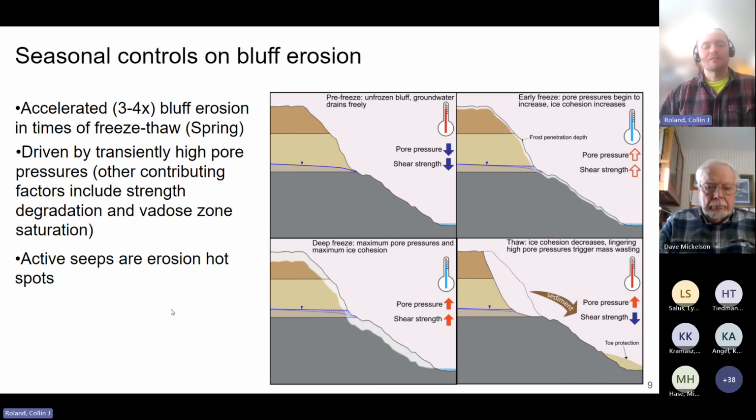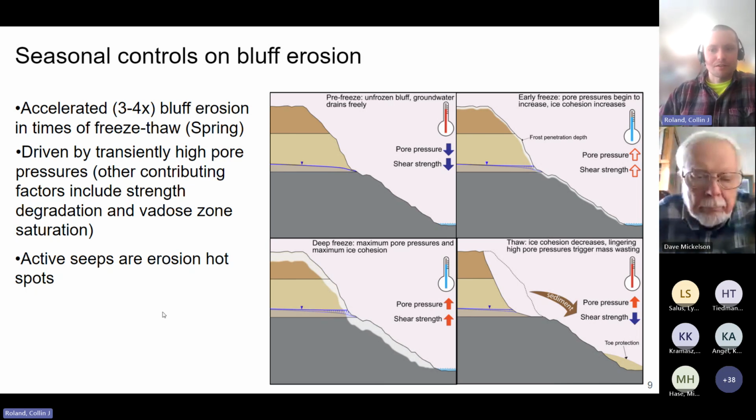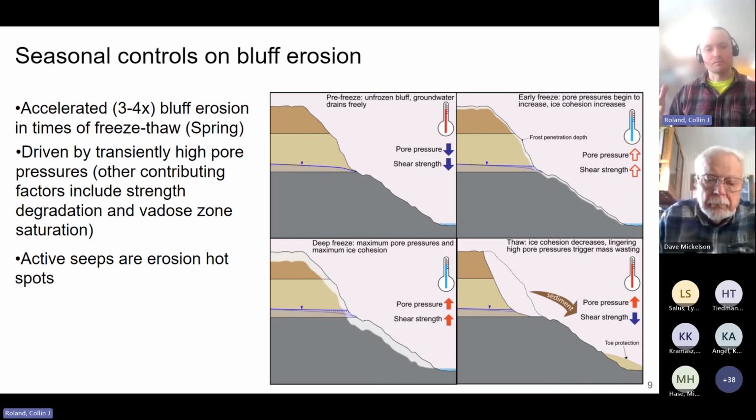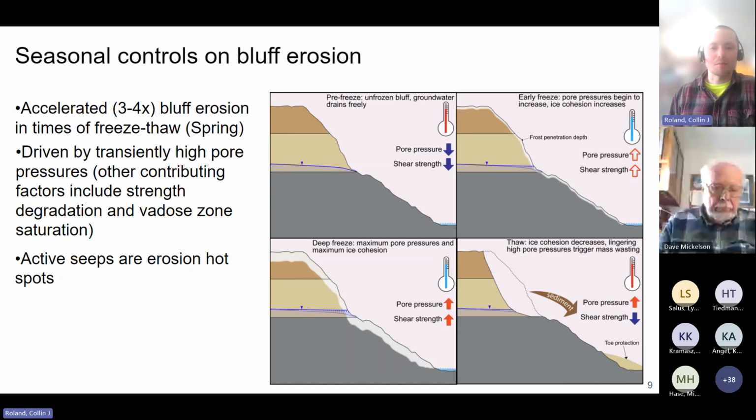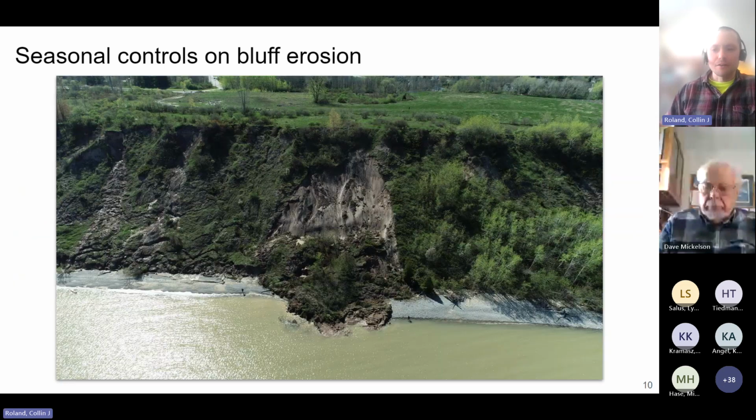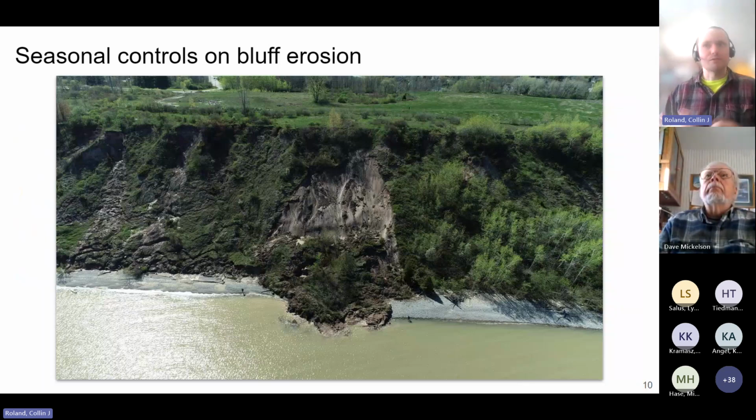That's sort of what we found with this study, and it's not a surprise for those of us that go up and down the coast a lot. We see a lot of failures during spring and during freeze-thaw events, but we hopefully were able to pinpoint one of the driving mechanisms associated with this increase in erosion. And generally, we found maybe 3 to 4 times more volumetric erosion per unit time during these freeze-thaw time periods. There are other things that can cause these changes from equilibrium.